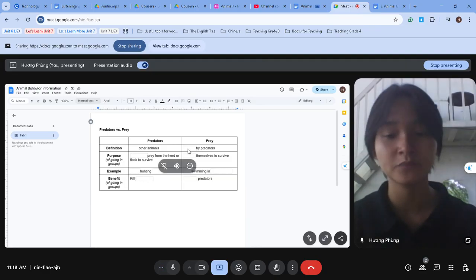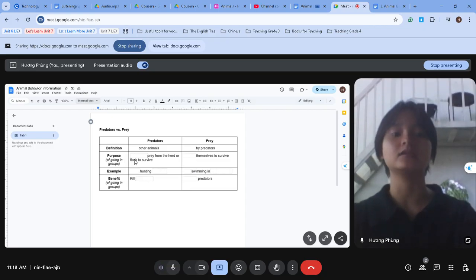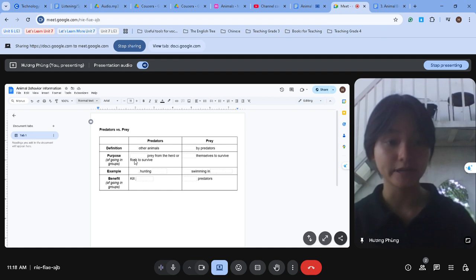That's right. And you will do the next part also in the Google Doc, and after you complete it, you type it on Zalo for me, and then I go to this link and check your answer. Is it correct or not?